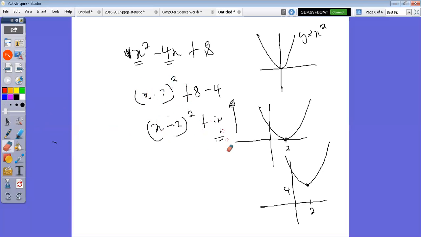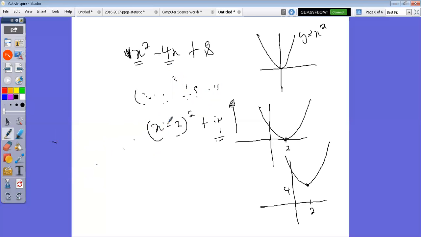So such a curve like this does not have a quadratic solution. If you try to, it will give you an error because it doesn't cut the what? The x-axis. Clear? b squared minus 4ac is less than 0. When b squared minus 4ac is less than 0, it does not have a solution. Clear?